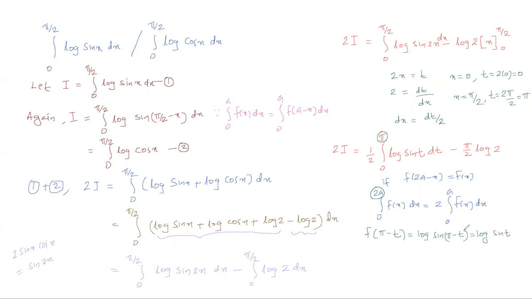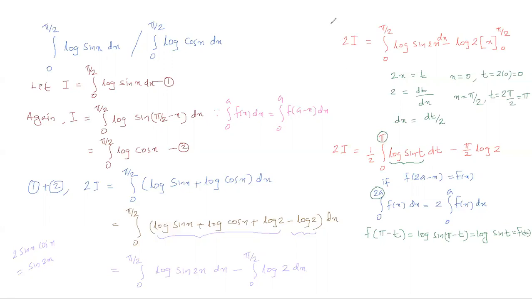Now we have to check whether it is positive or negative. Pi minus t means the second quadrant. In the second quadrant sine is positive, so it is log sine t itself. So you got f of t, your function itself, because your function was log sine t.